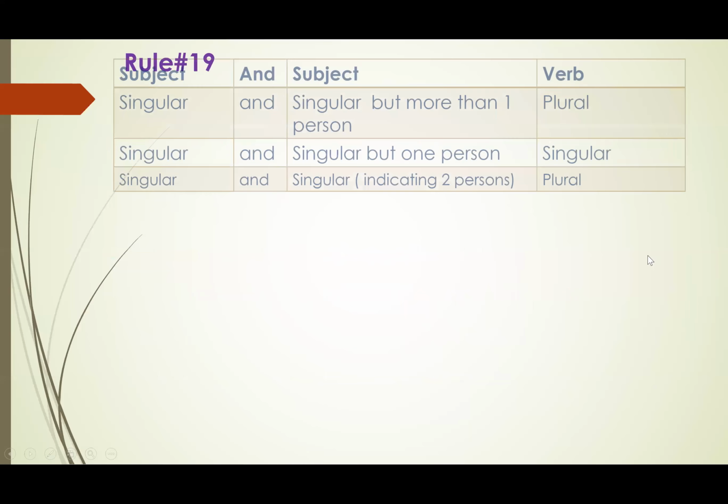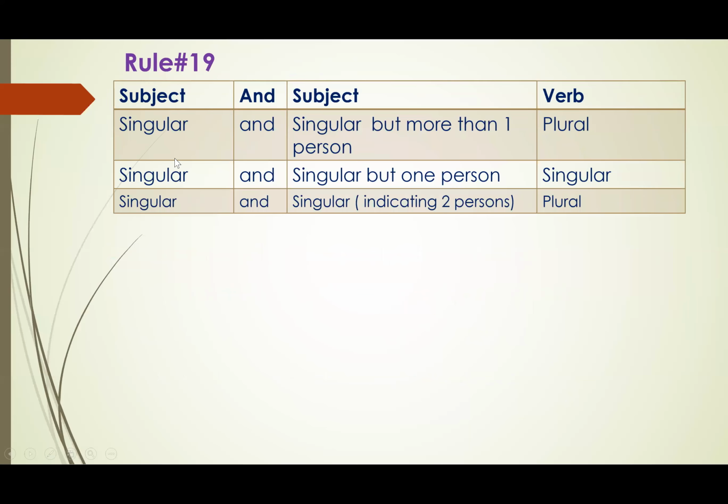Rule number 19. When you get two singular subjects, but more than one person, added with and, the verb will be plural. Like Simon and Sophia be going to college. So Simon and Sophia, they are singular, but they are two persons, more than one person. That's why are. Simon and Sophia are going to college.